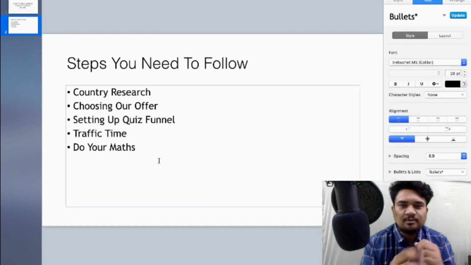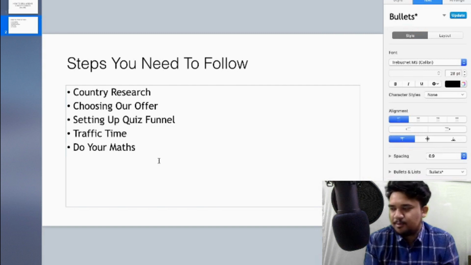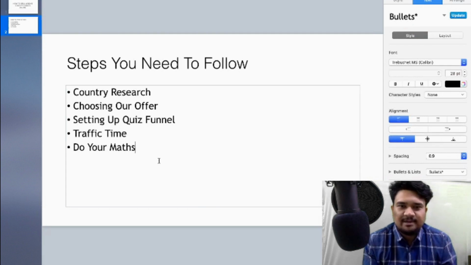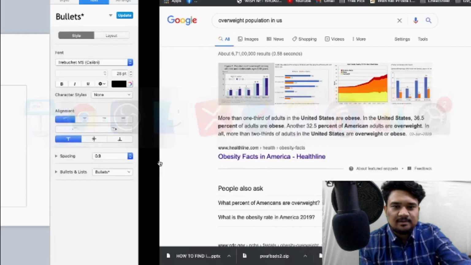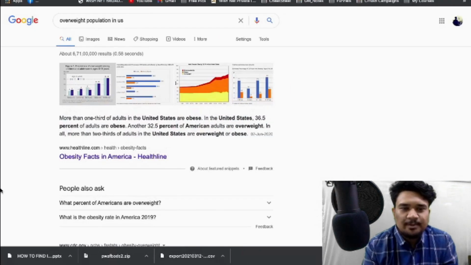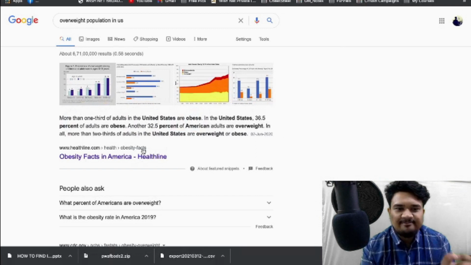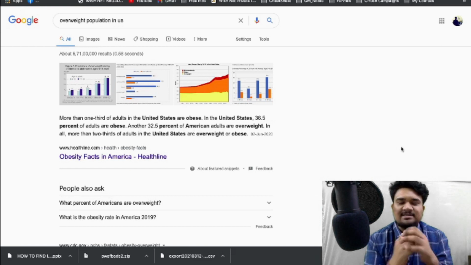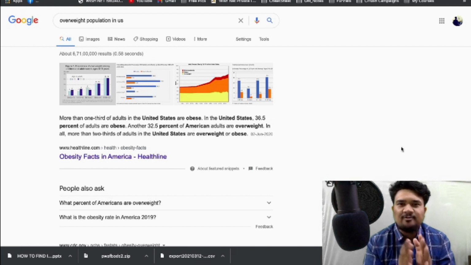So what I know is if you have to promote any weight loss or keto diet product, you need to look for a country which has a high overweight population. Now if I go to Google and search overweight population in US, you are going to find that they have 36.5% of adults are obese and 32.5% of American adults are overweight. So I can say out of 10 people there are 3 to 4 obese or overweight people in US.